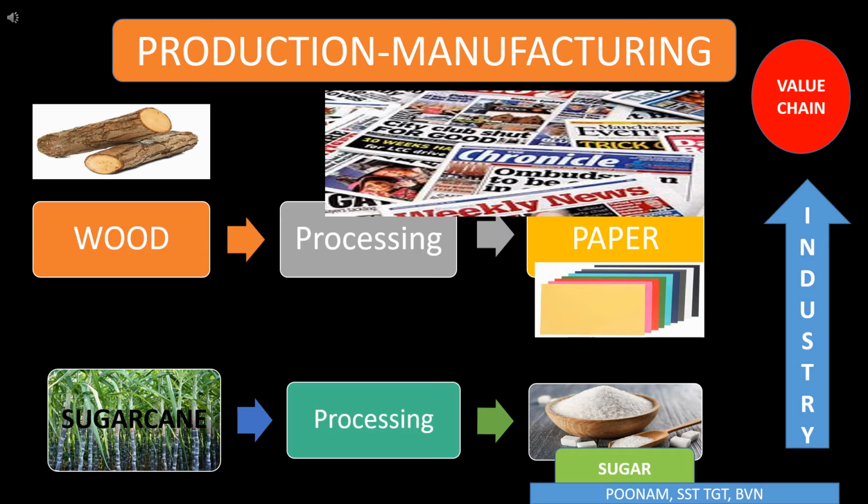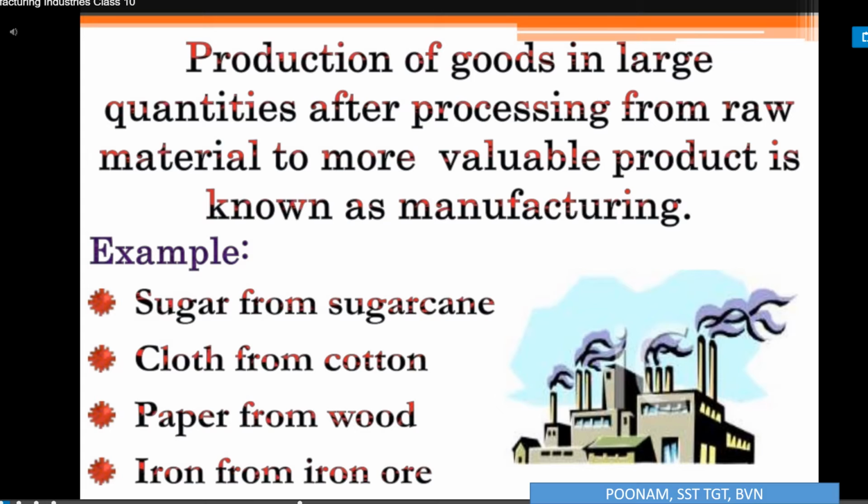At times, manufactured goods also act as a raw material for another industry. For example, cotton yarn is manufactured using raw cotton. The cotton yarn is then used as a raw material to manufacture cotton textiles. From all the examples, we may conclude that manufacturing is making something from another thing. What is manufacturing? Production of goods in large quantities after processing from raw materials to more valuable products is called manufacturing. In this chapter, we are mainly concerned with the manufacturing industries which fall in the secondary sector.